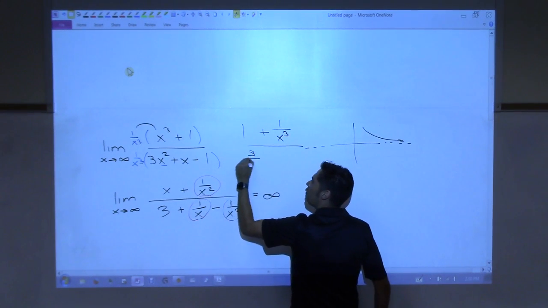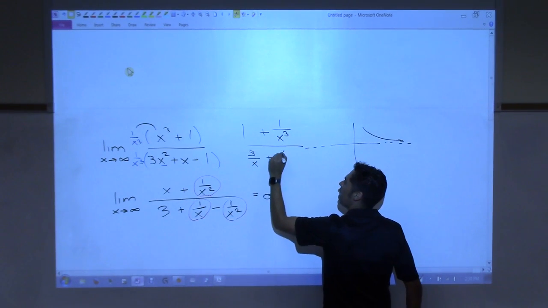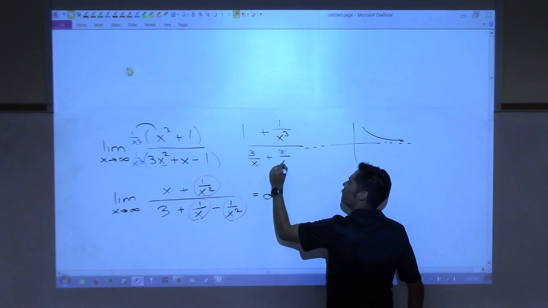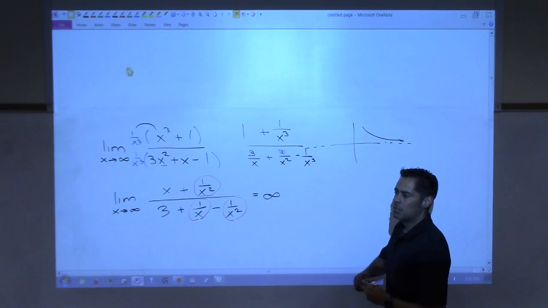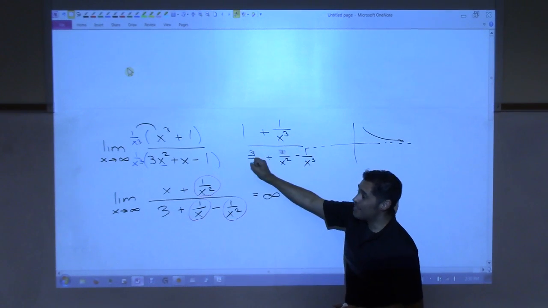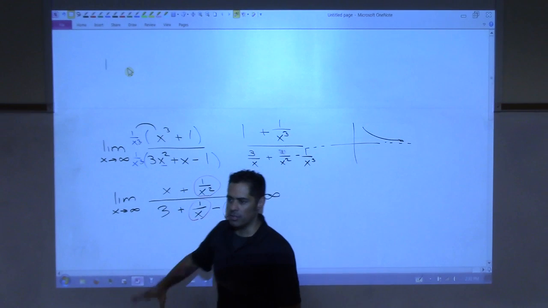This would be 3 over x, right? When you come through with 1 over x cubed. This one would be 1 over x squared. And the last one would be 1 over x cubed. Do you see the problem now? That goes to 0. 0, 0, 0. You now have division by 0. Not good.